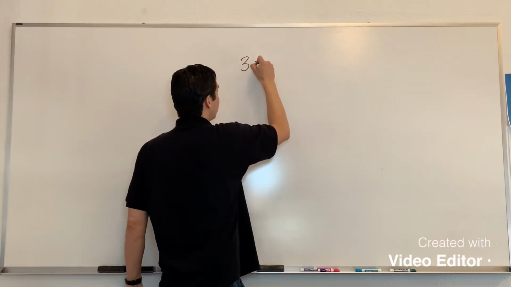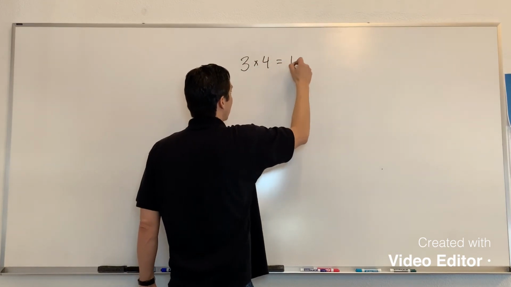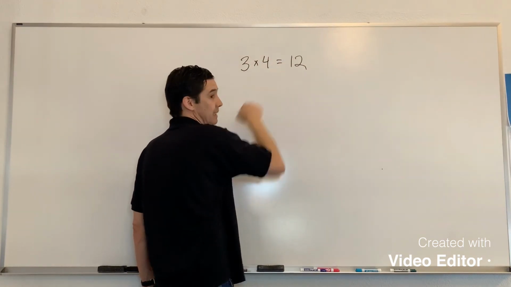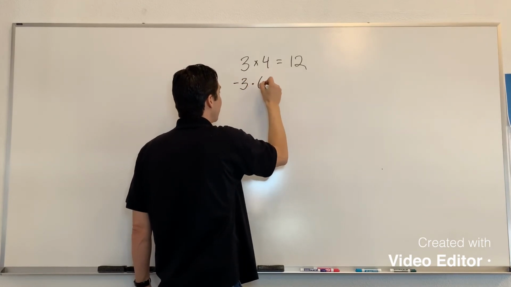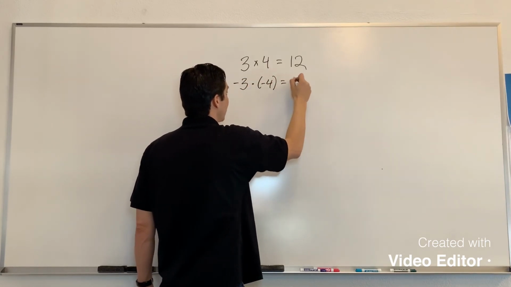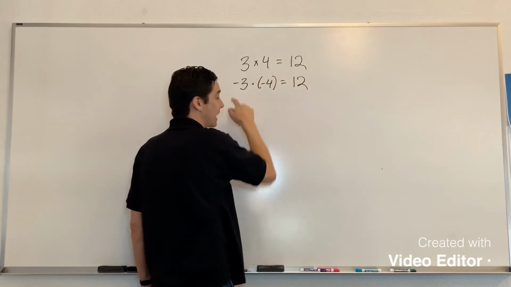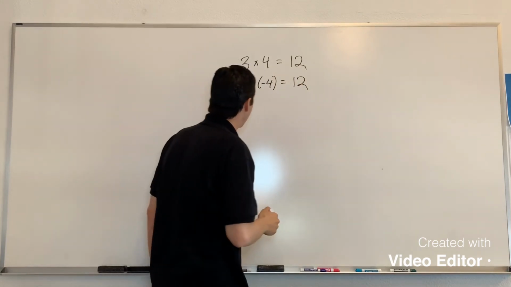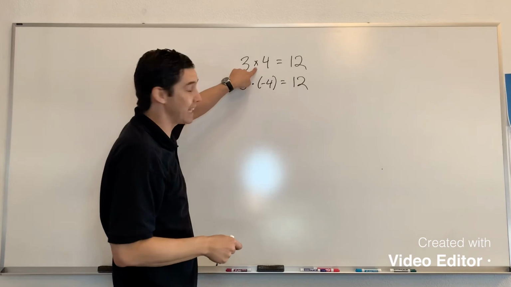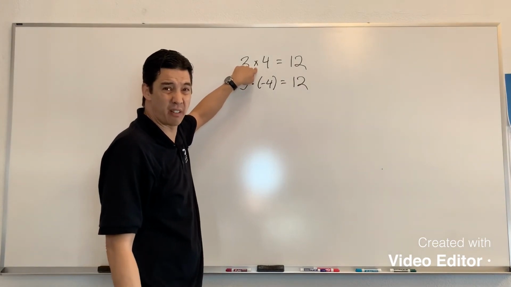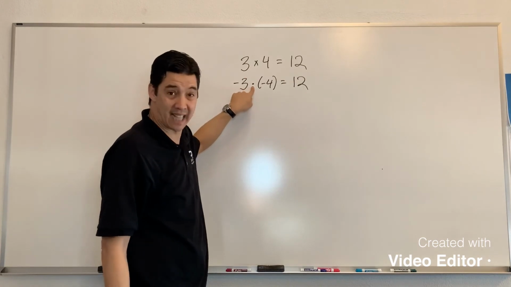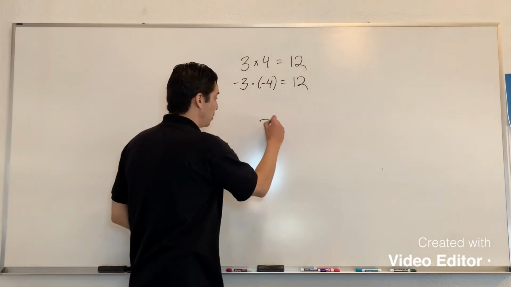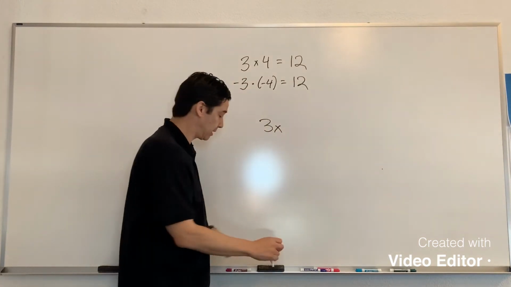3 times 4 is 12. Positive, positive. Negative 3 times negative 4 is 12. Negative, negative, signs are the same. Notice, I use an X here, just in case you're in 3rd grade. As we get older, we start using dots, because we don't want to confuse it with the variable X.